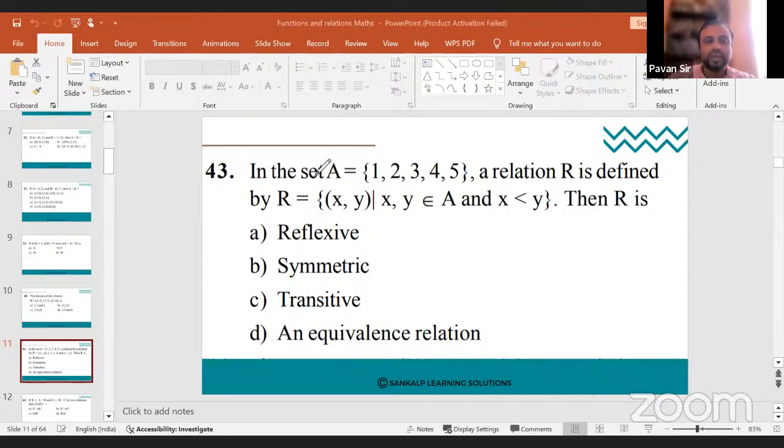No, students. Just try to understand. Just think it. Don't suddenly give the answer by taking a fast decision. Just try to understand the question. In a set A is 1, 2, 3, 4, 5, a relation R is defined by R of x comma y such that x and y both belong to A and x is less than y.